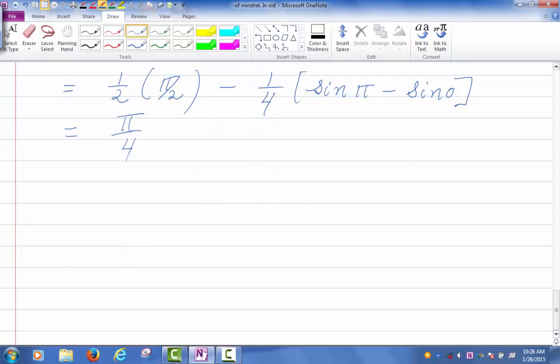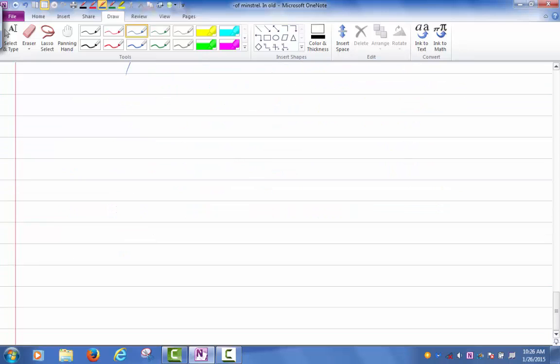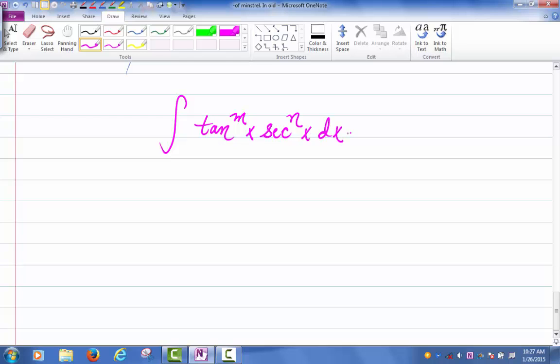All right, so let's now look at the third type of integrals that we want to look at. So now I want to look at integrals like the integral of tangent to the mx times secant to the nx dx. So we want to look at integrals like this.